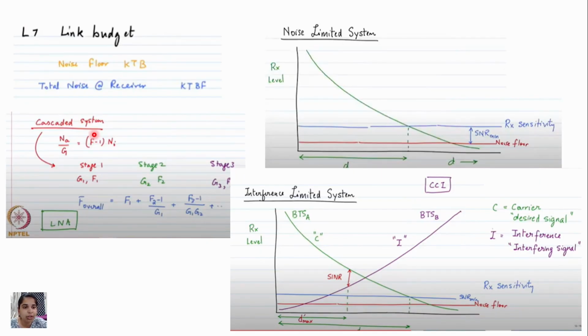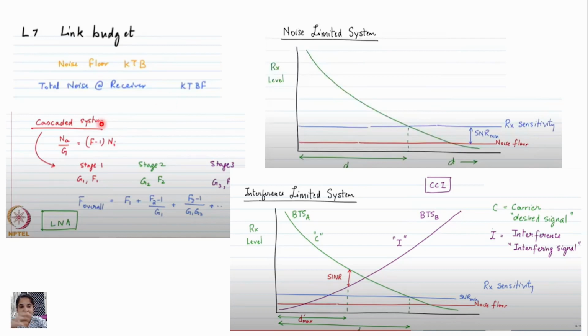And when you have noise floor, the thermal noise floor depends upon K, T, B and F. K is our Boltzmann constant, T is the temperature in Kelvin, B is the bandwidth in Hertz, and F will be the noise figure of the receiver.